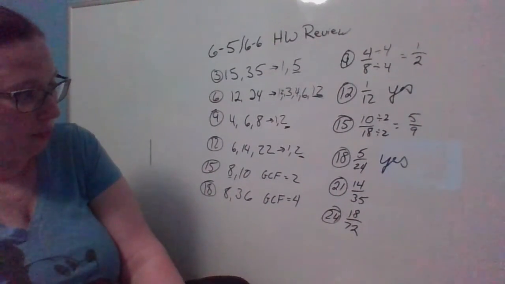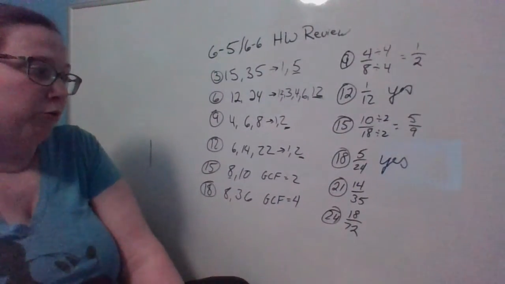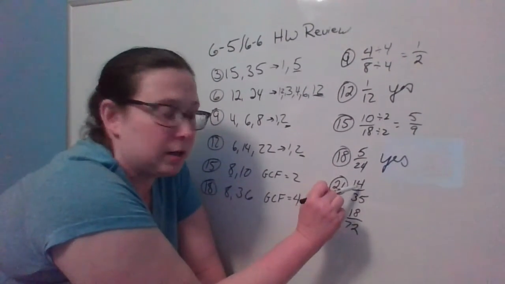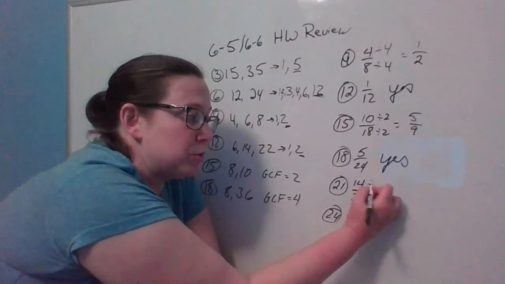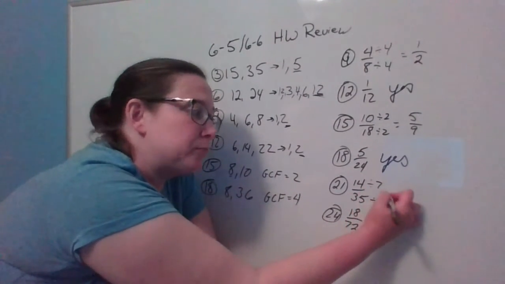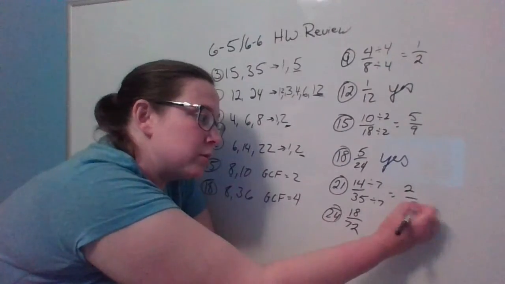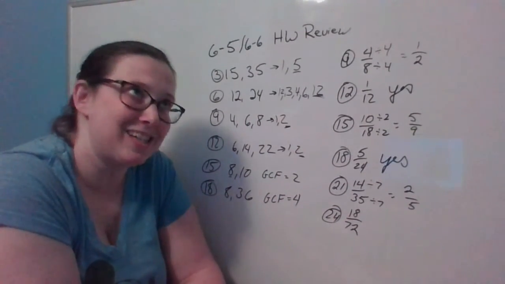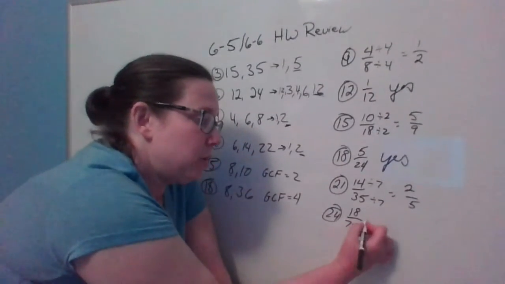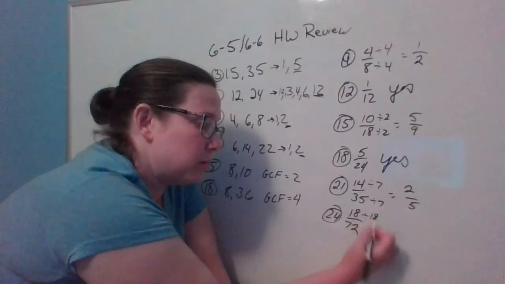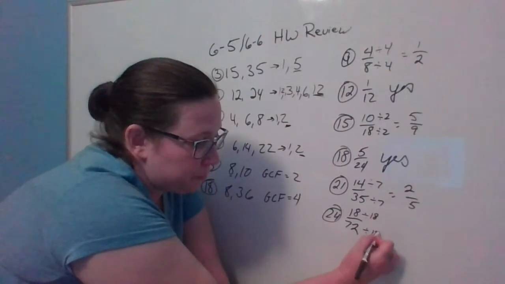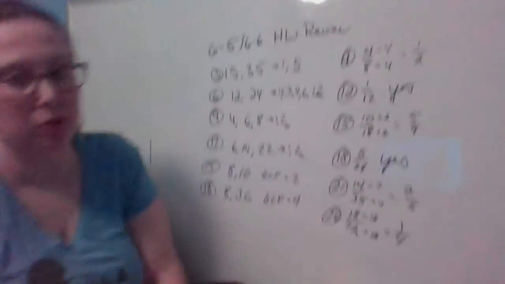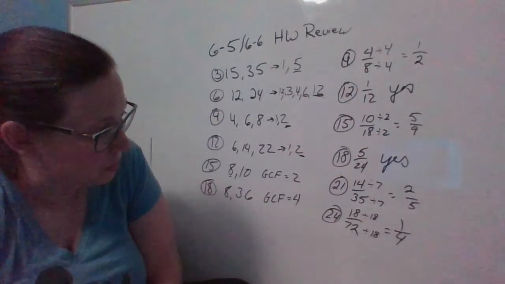21, we have 14 35ths. 14 does not go into 35, but 7, the next factor, does. So we're going to divide each by 7, and we then get 2/5. Our last one, 18 72nds. 18 does go into 72. So here we have 1/4. 1/4 would be your answer there.